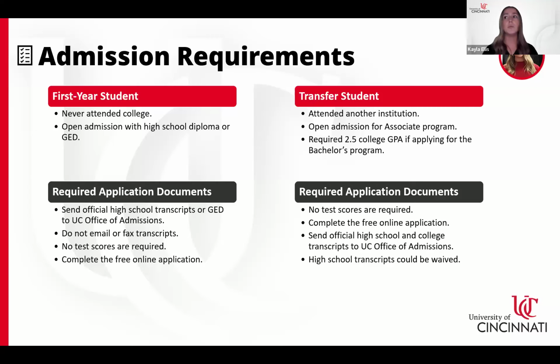To apply, you will complete the free online application form, and then you will request official high school transcripts or your GED certificate to be sent to the University of Cincinnati undergraduate admissions. If you're a senior currently finishing up your high school degree, you'll need to request a mid-year official transcript or an in-progress official transcript to be sent from your high school to us.